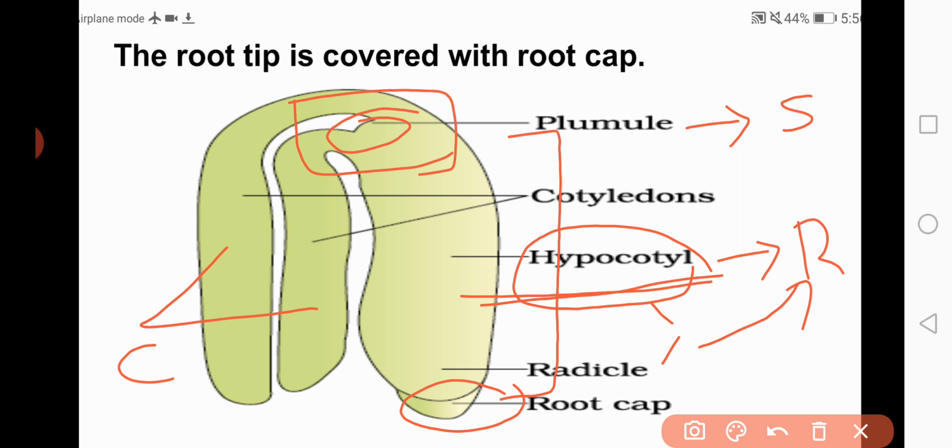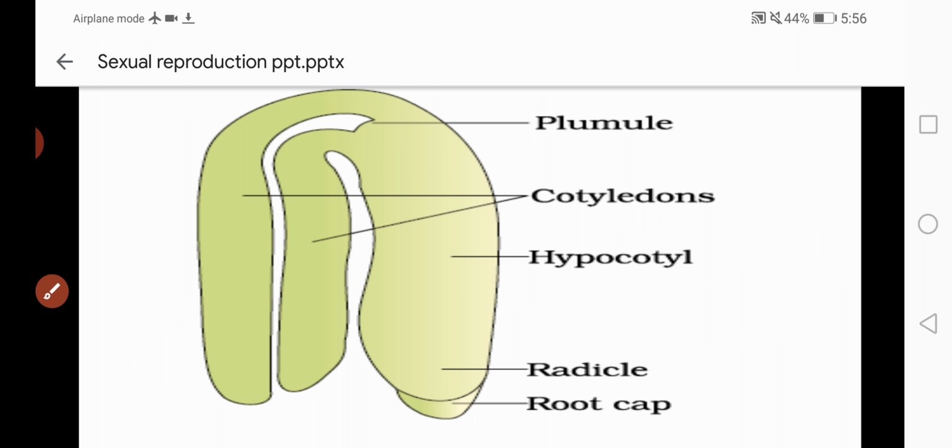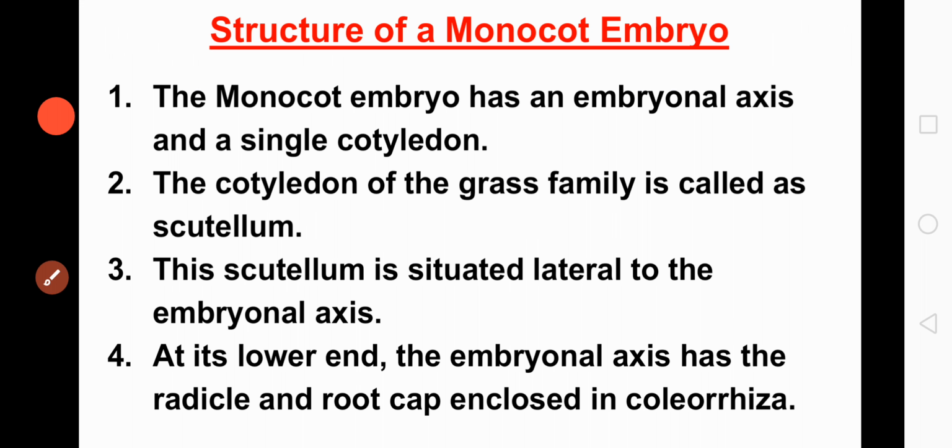So these are about the structure of dicot embryo. We'll move on to the next topic, that is structure of monocot embryo. The monocot embryo also possesses two parts, embryonal axis and single cotyledon, whereas in dicot embryo it consists of two cotyledons, right? And the cotyledon of the grass family, that means the cotyledon in monocot is called as scutellum.